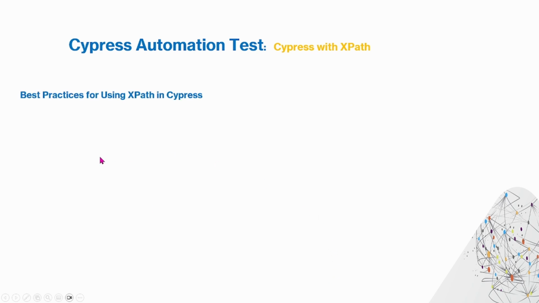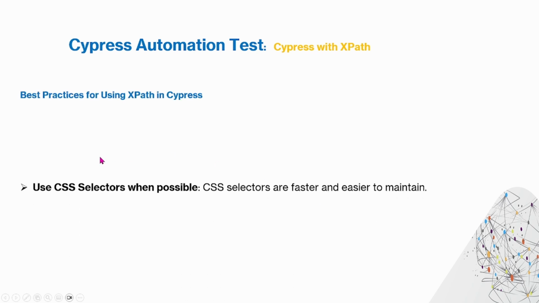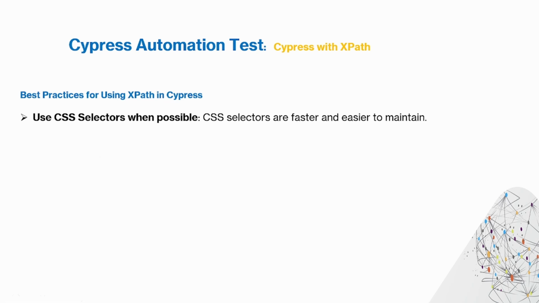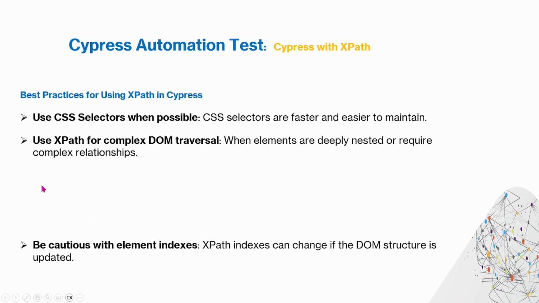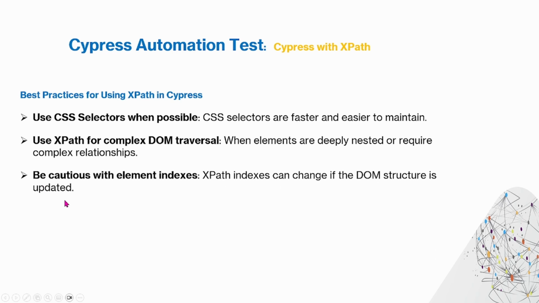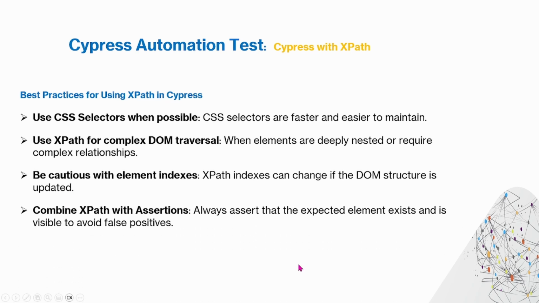Here are some best practices for using XPath in Cypress. The first is to use CSS selectors when possible. CSS selectors are faster and easier to maintain. For XPath, you just use that for complex DOM traversal, when elements are deeply nested or require complex relationships. Be cautious with element indexes because XPath indexes can change if the DOM structure is updated. And then combine XPath with assertions. Always assert that the expected element exists and is visible to avoid false positives.